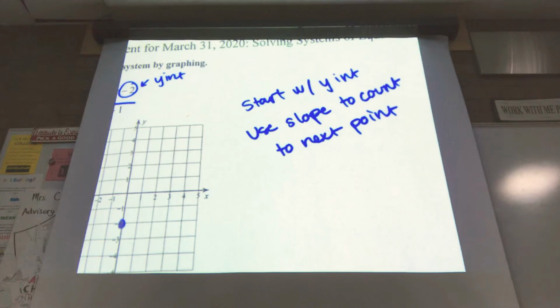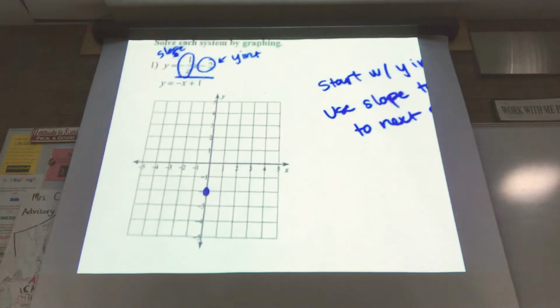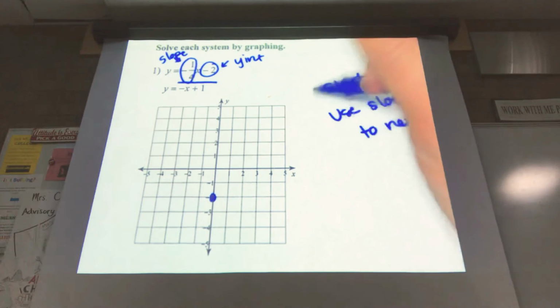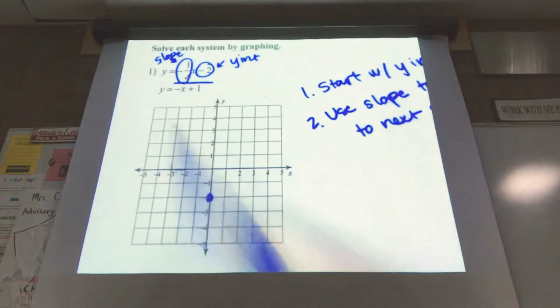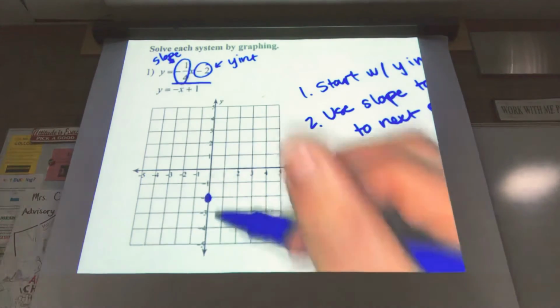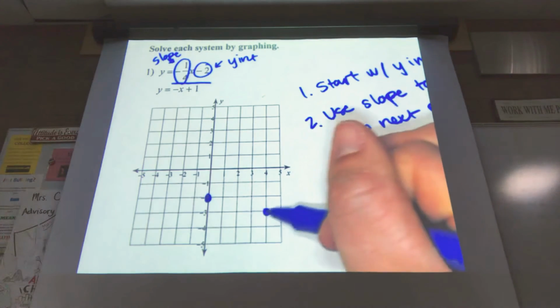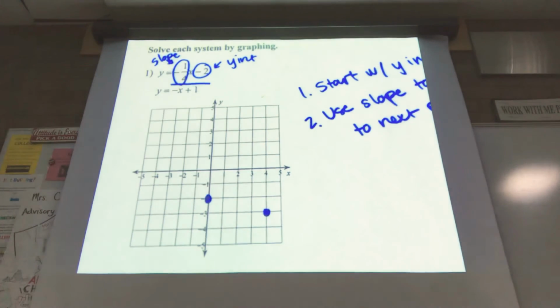Okay, and you should have this in front of you if you printed it off. Okay, so now I can use my slope to count to my next point. My slope is -1/4, so I'm going to go down 1 and over 4. 1, 2, 3, 4. Okay, whenever we're solving systems by graphing, you might want to put more points on.